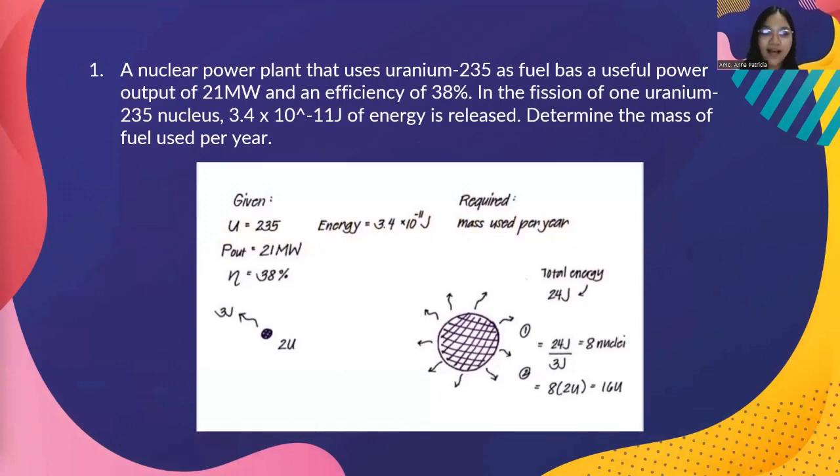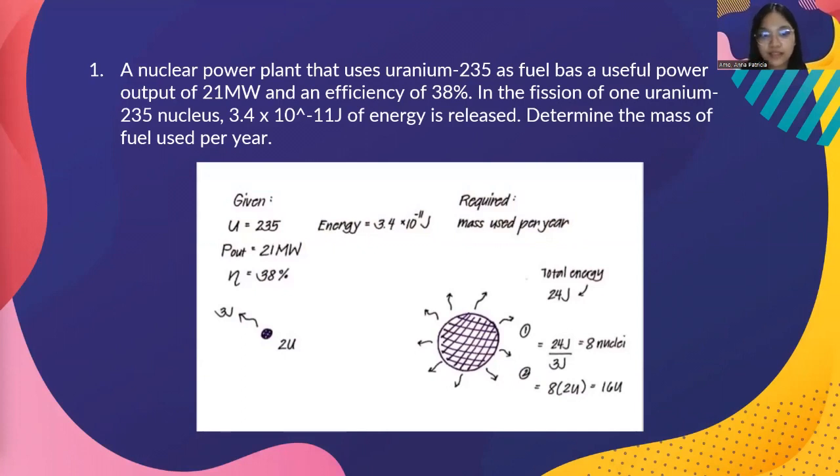Number 1. A nuclear power plant that uses uranium-235 as fuel has a useful power output of 21 megawatts and an efficiency of 38%. In the fission of one uranium-235 nucleus, 3.4 times 10 to the negative 11 joules of energy is released. So we have to determine the mass of fuel used per year.